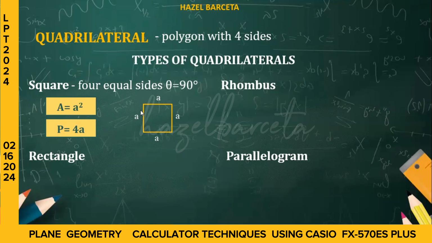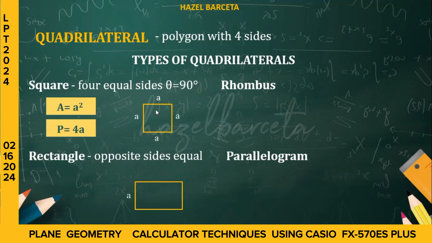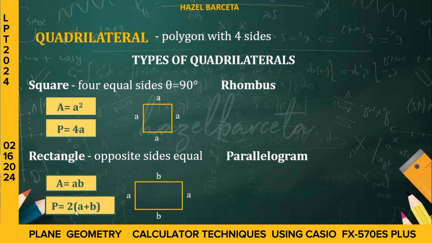So, i-add lang po natin ang sides sa perimeter. Rectangle, opposite sides equal. So, ito lang po, equal din yan. Unlike dito na lahat ay same sides. So, we have A and B. Ayan. So, area is equal to A times B, or length times B. Where the perimeter is equal to twice the sum of the two, A and B. Okay? Perimeter is 2 times the quantity of A plus B.